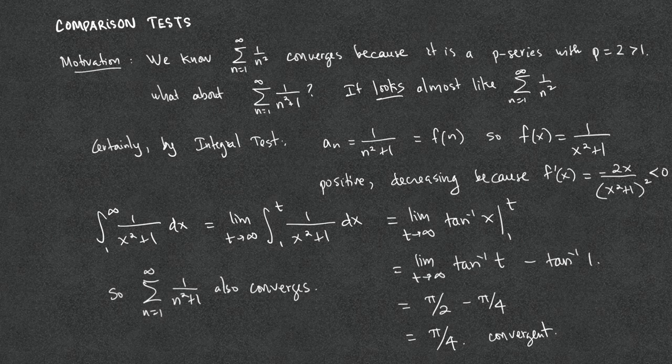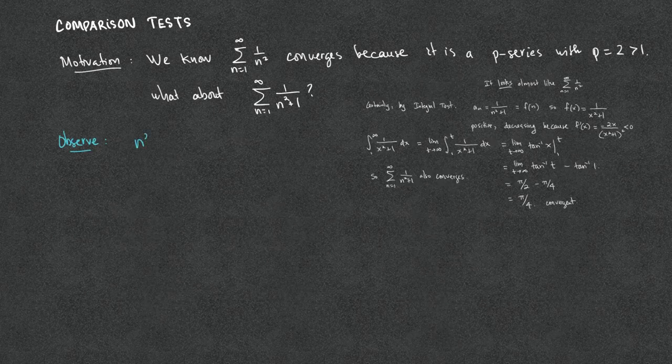been correct. Observe that n squared plus 1 is greater than n squared. And so 1 over n squared plus 1 is less than 1 over n squared. So certainly the series 1 over n squared plus 1 is less than the series 1 over n squared as n goes from 1 to infinity.